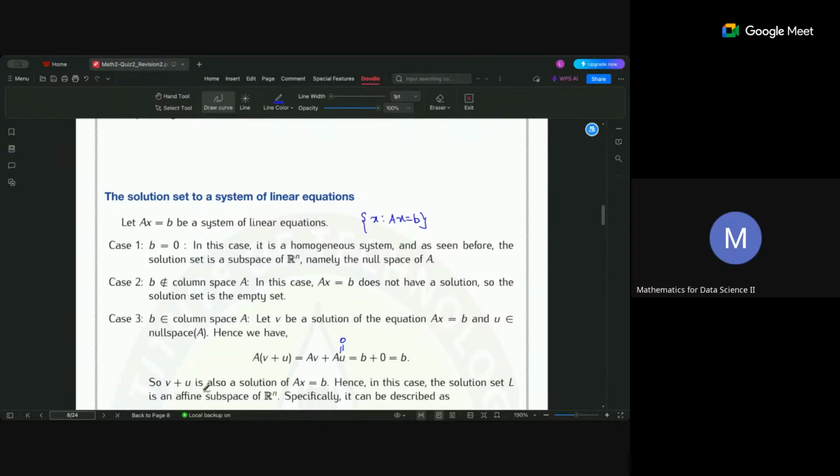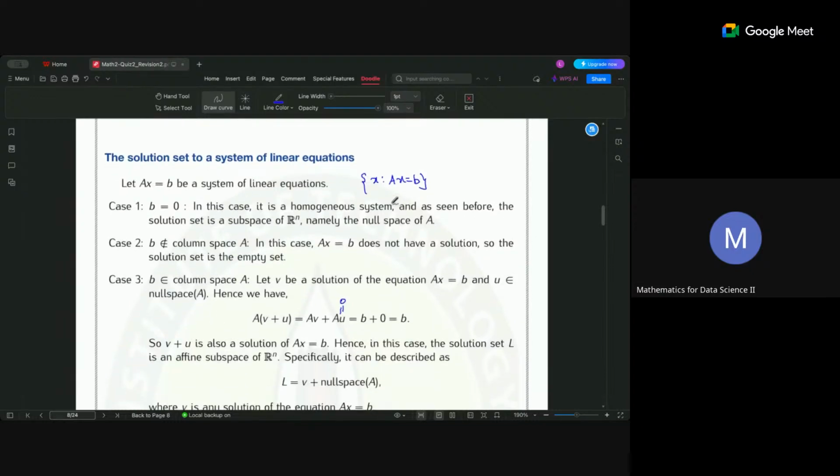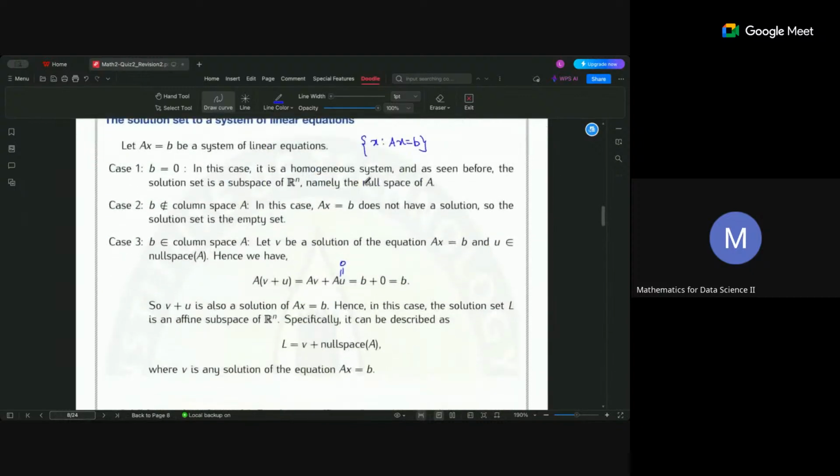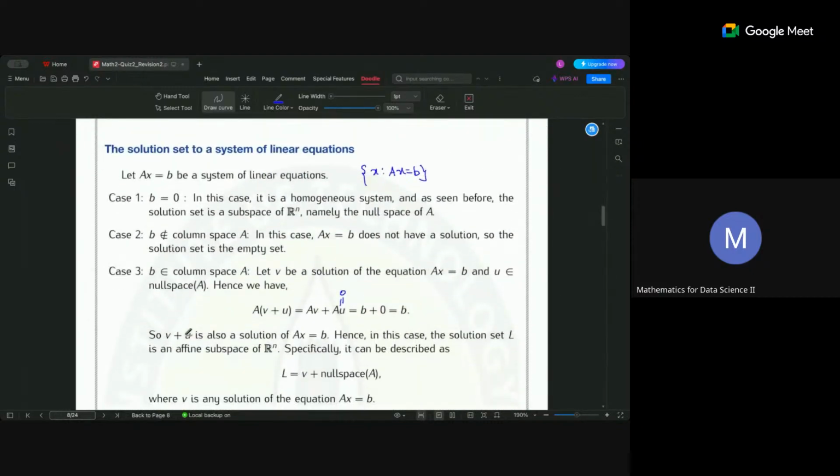And this is true for any U in the null space of A, right? So it means the set of all solutions X such that Ax is equal to B is an affine space corresponding to this subspace. Do you understand? Here we are taking this V, where V is any element in this solution set. Do you understand what we are doing here?